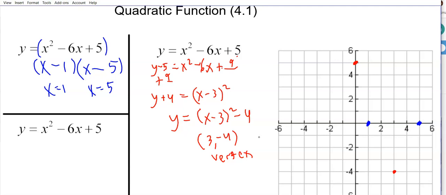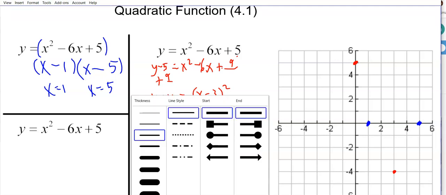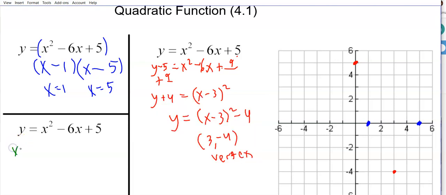Okay, let's look at one more here. So let's look at the quadratic formula. So we have the quadratic formula, which is x equals, and this would be the opposite of b, which is 6, over 2a, which is 2 times 1, or 2, plus or minus the square root of b squared, which is 36, minus 4 times 1 times 5, so 4 times 5, which is 20.